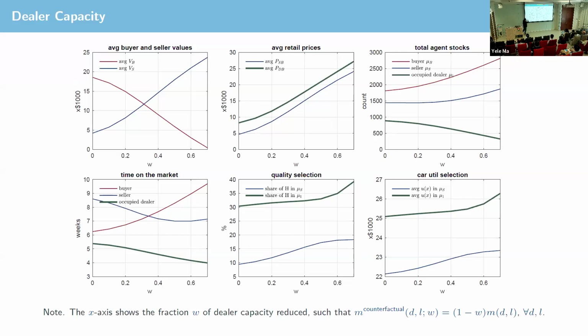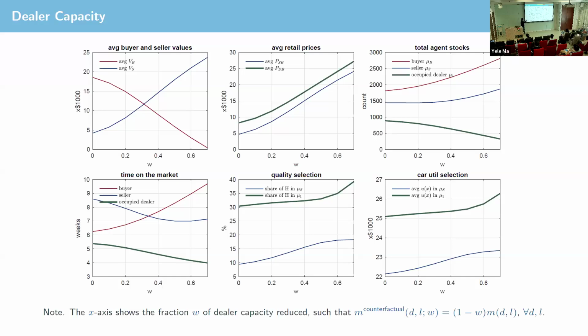This is done by reducing the dealers' capacity gradually. For each graph, this W is the fraction of dealer capacity I'm reducing. So 0 means I don't reduce any from the data, and 0.2 means I kill 20% of the dealers' capacity. And then I go higher. Here we have the buyer's and seller's value, the retail price, the average price for private transactions and intermediate transactions, agents' total stock, and time on the market for each transaction group.